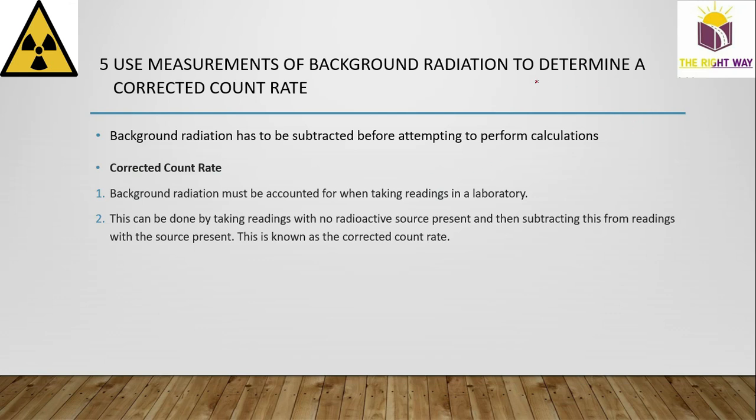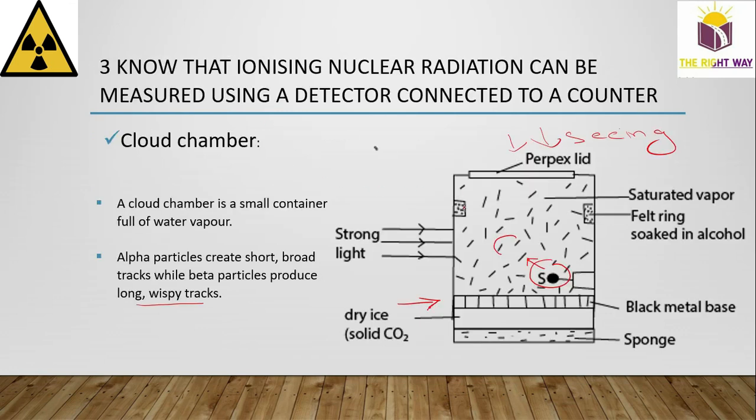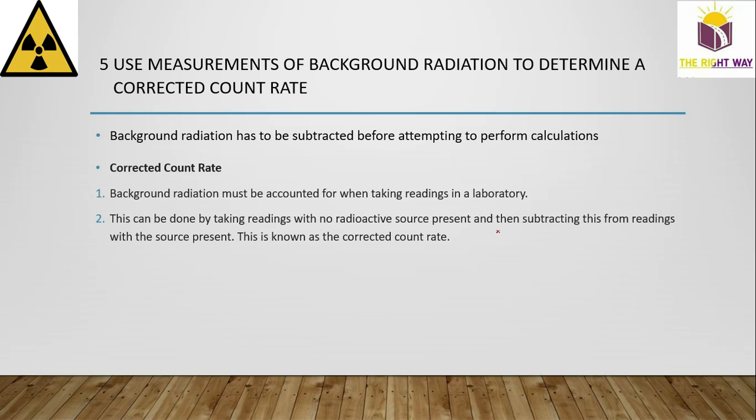Use measurement of the background radiation to determine a corrected count rate. If we are using this chamber and there is some background radiation also entering the chamber, then our detected result will not be as accurate as we want. So first of all, we will find out the background radiation, then calculate the total result and remove the background radiation from our result.